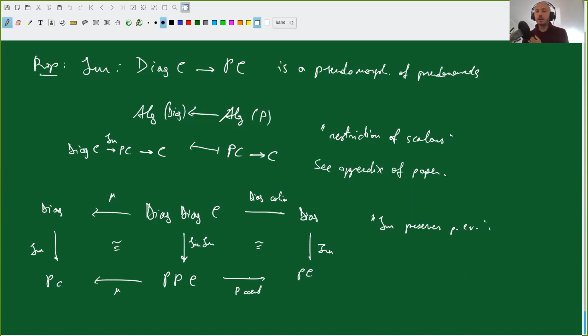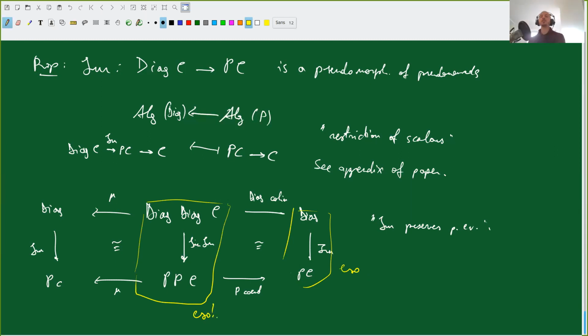Now, a big part of the paper is proving that im is essentially surjective on objects by definition, because PC is basically the image of this in the category of presheaves. It's not clear if this is essentially surjective, because there are some size issues involved, but it is. So not only are partial evaluations preserved, but every partial evaluation for P arises this way.